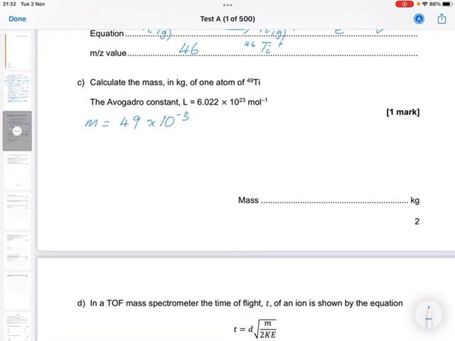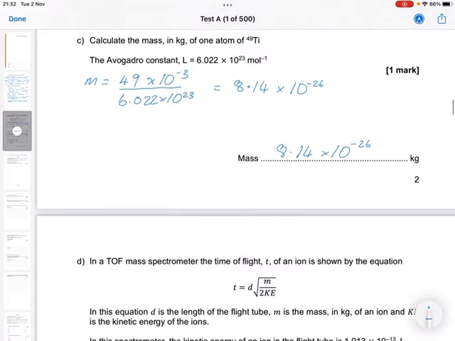So if I divide it by that, I will get the mass of 1 atom, which is 8.14 times 10 to the minus 26. So that answer goes down here, 8.14 times 10 to the minus 26.